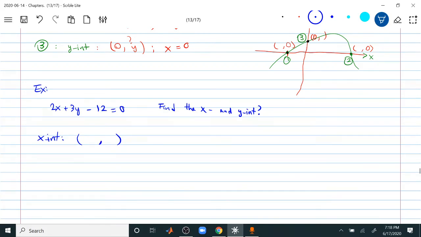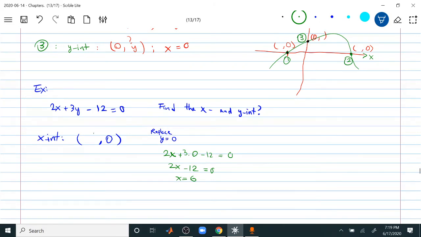I know that the x-intercept has the property that the y-coordinate is 0 because it belongs to the x-axis. So I replace y with 0 in the equation. So what do I get? You'll have 2x plus 3 times 0 minus 12 equal to 0. Solve this equation, you'll get 2x minus 12 equal to 0. Move stuff around, you'll end up with x equal to 6.